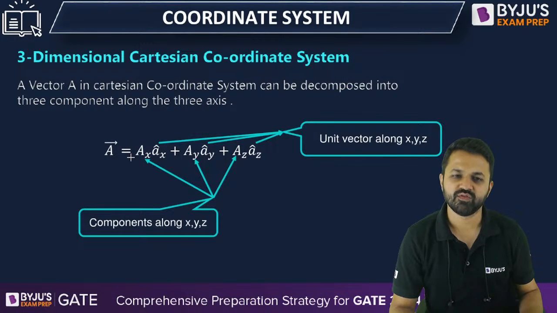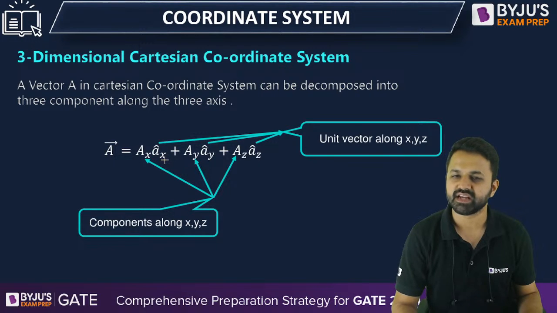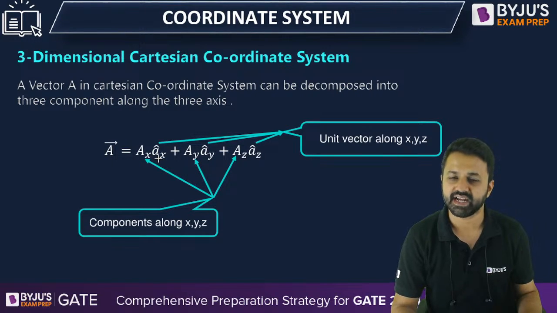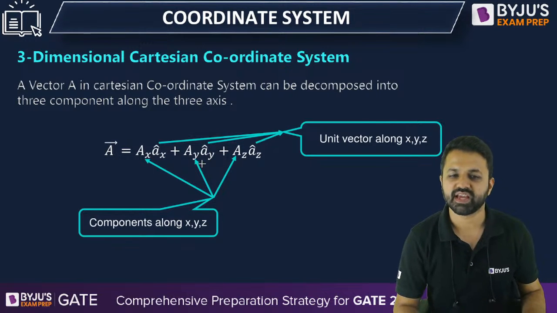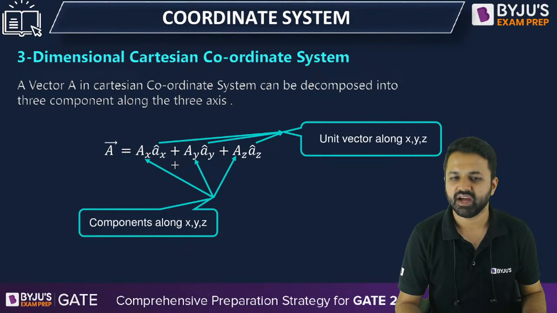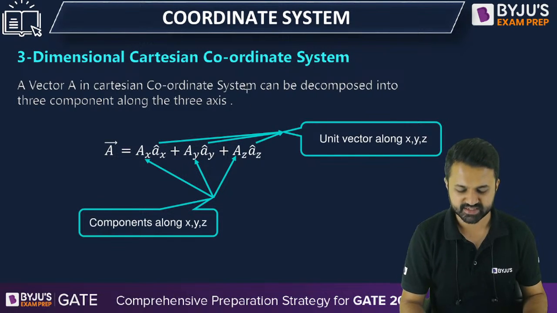And how do we represent a vector in the Cartesian coordinate system? To represent a vector, we need three components: Ax, Ay, and Az, and their unit vectors. In general, we can have all three directions, but in practice, we can have any one or two components absent also.